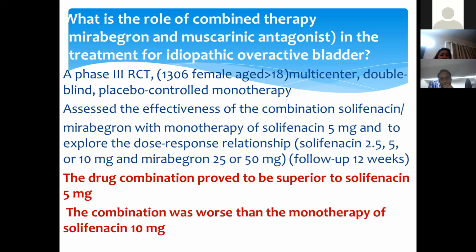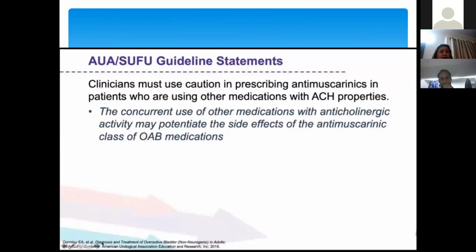And what was the take-home message? After 3 months, the drug combination proved to be superior to solifenacin 5 milligram, but the combination was worse than the monotherapy of solifenacin alone using the 10 milligram. So I'm sure my urologist colleagues would agree, solifenacin 10 milligram is good enough. Well, if somebody has really bad OAB, wet OAB, there's no harm in adding 25 milligram of Vibegha.